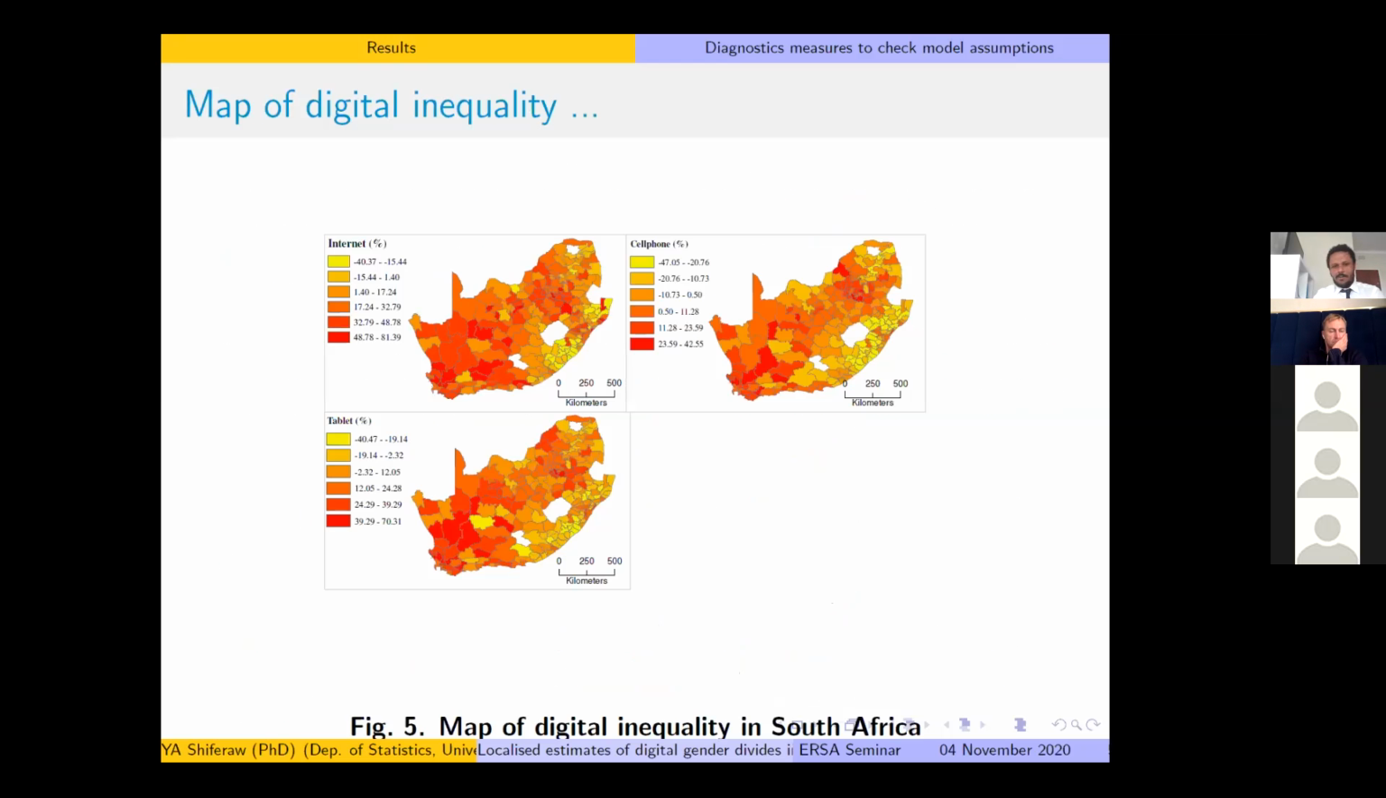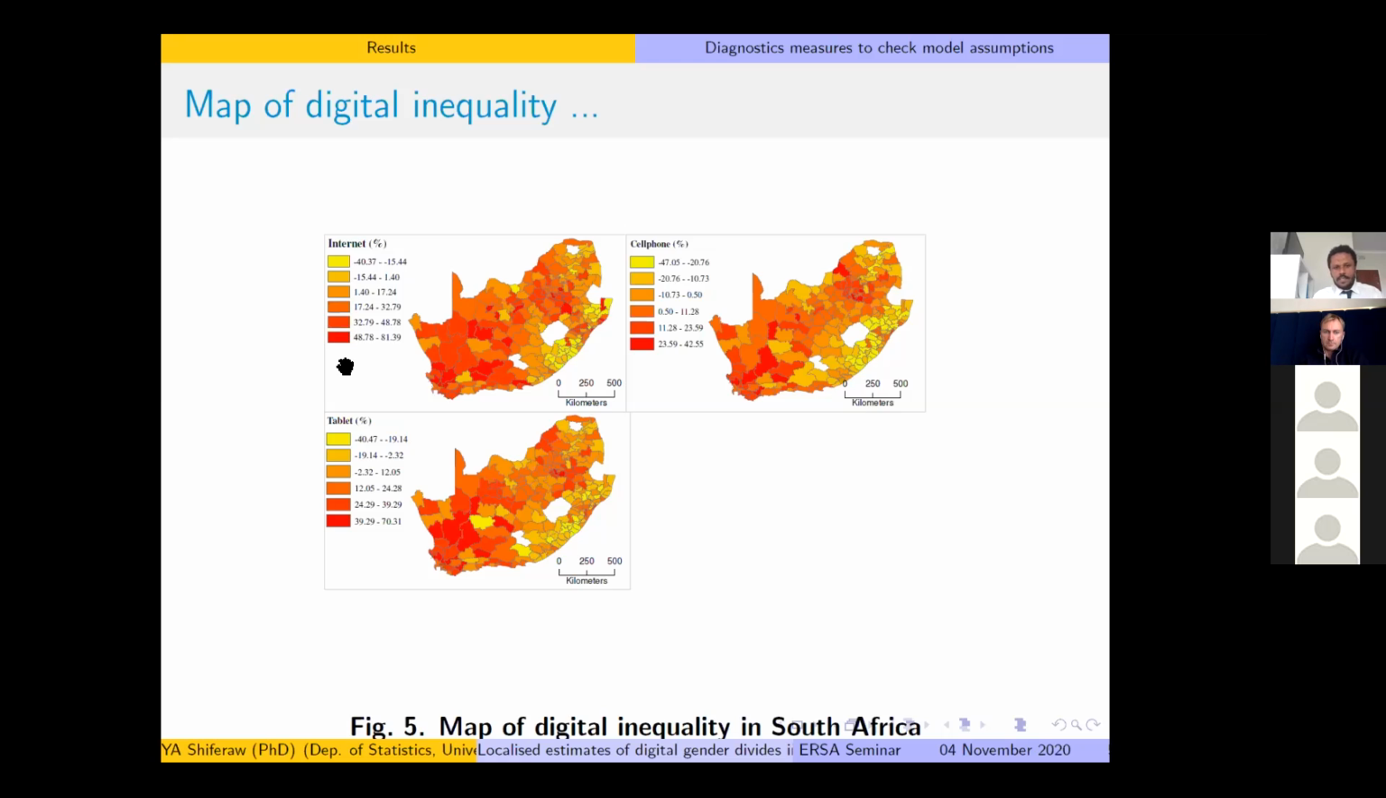And the other thing is, since I think the time is going, this is a map of digital inequality. I tried to put it in the form of a map. This part is a difference. I tried to show the gap between men internet users minus women internet users, cell phone ownership between men and women, and tablet ownership between men and women. And as you can see from this plot, the lighter one, the yellow one, is negative. That means women use more internet than men in these yellow parts of South Africa. Somewhere here, here, somewhere here, so this area.